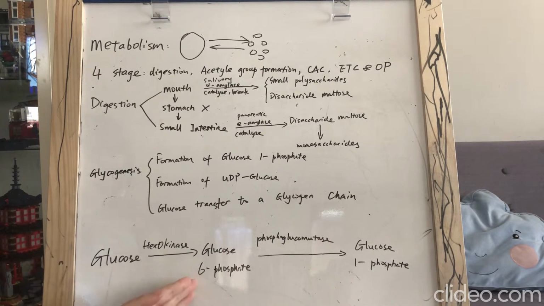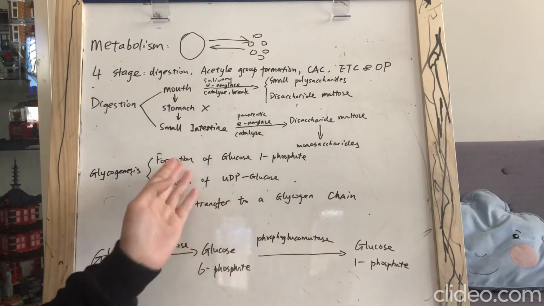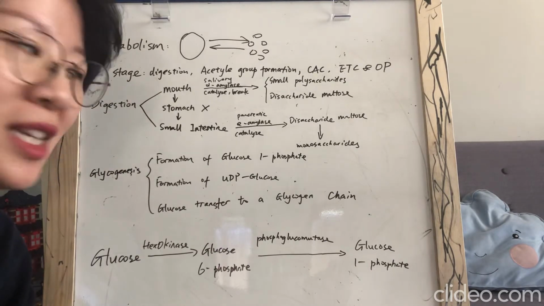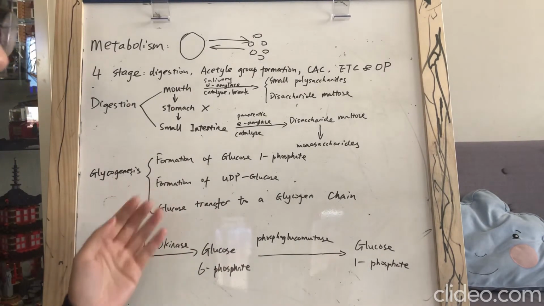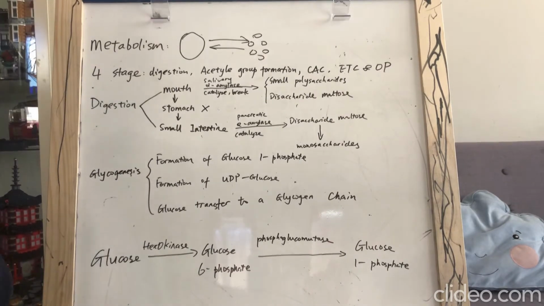If glucose 6-phosphate is used in glycogen synthesis, it will be acted on by phosphoglucomutase to form glucose 1-phosphate. And by this, the first step will be finished. Then I'll pass to Mattia to explain more on the second and third step. Thank you.